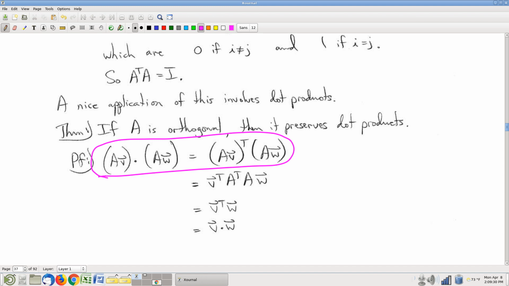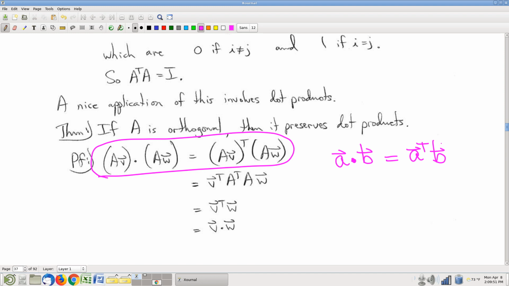We haven't had any need for it before now. It's not a big deal. Let me just write it down for you here. In general, A dot B is equal to what you might reasonably call A transpose B.